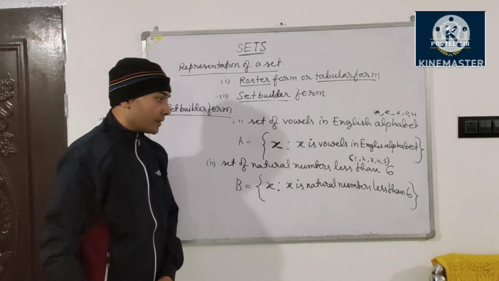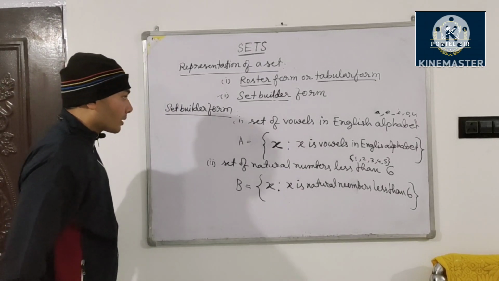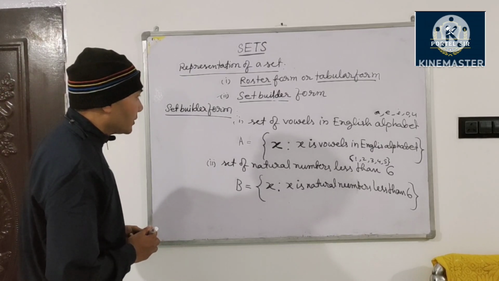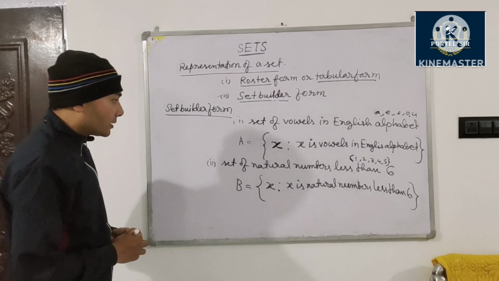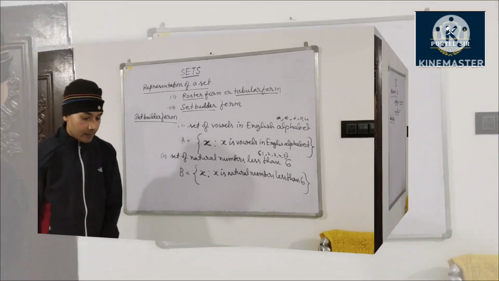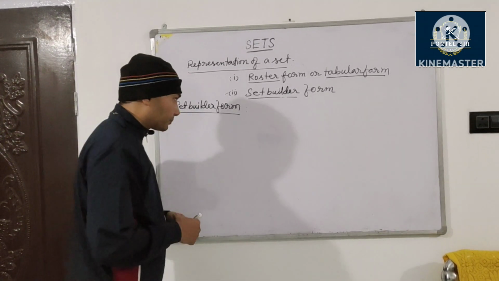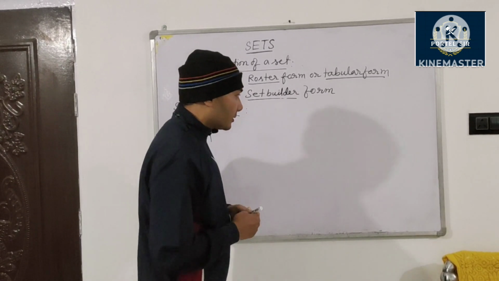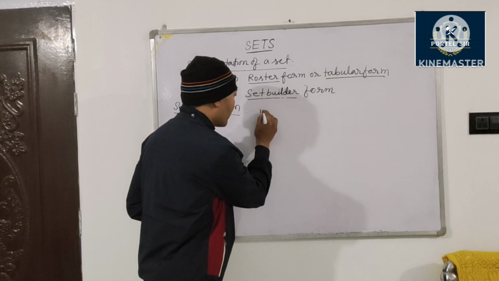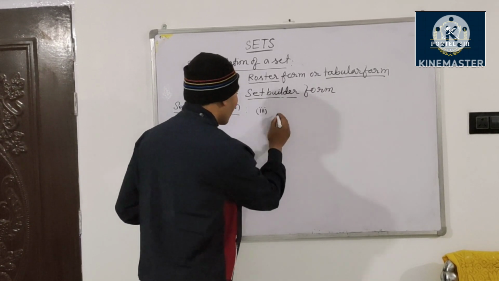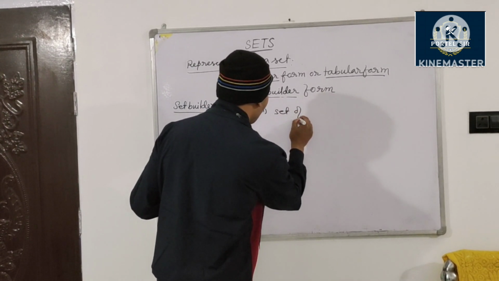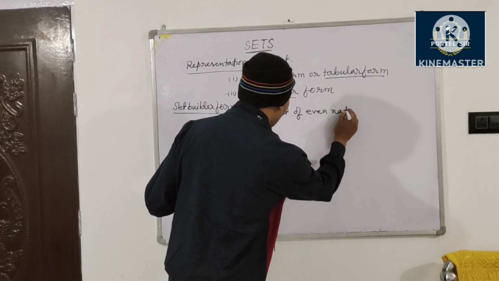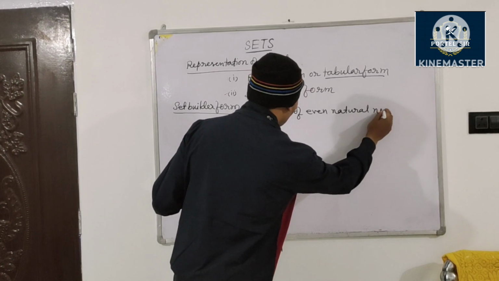Now I'll give more example. See, just wait, no place, that is why we have to erase this one. Note down this one. I'll give one third example also. Now I'll give you one more example for set builder form. Example 3. See here. Set of even natural numbers.